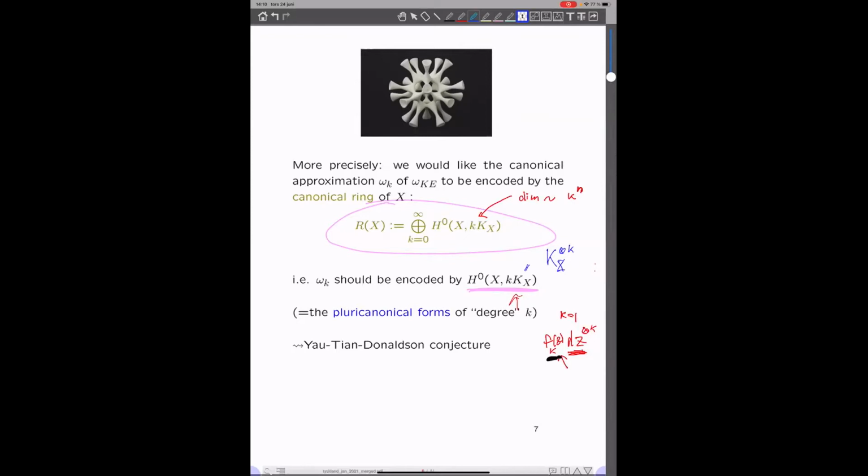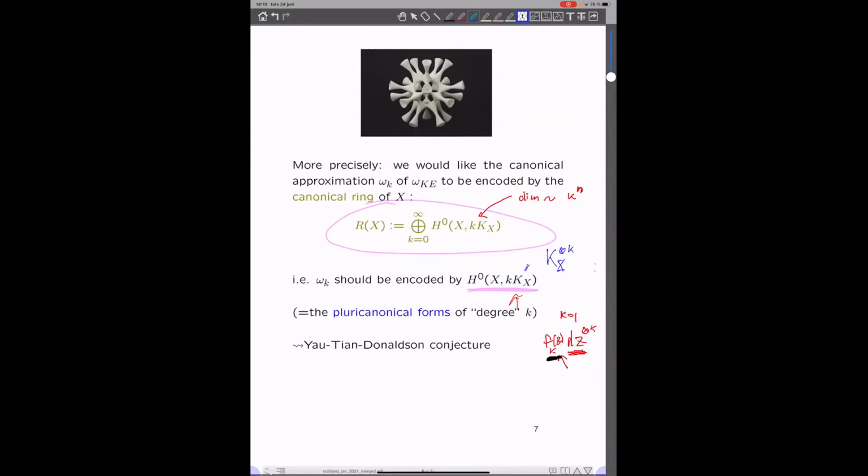And so what we want is that at level K, this approximation at level K should be encoded by the degree K component. So that's this vector space of global holomorphic sections of the Kth tensor power. And classically, these are called pluricanonical forms of degree K.